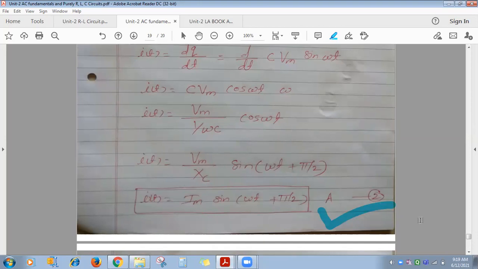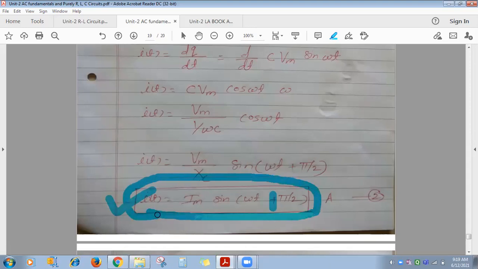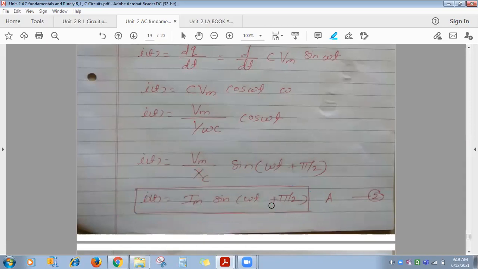Leads, ma'am. Leads, because the plus sign is there. It means that when you plot this waveform graphically, at the origin it has which value? Zero, or some positive value, or some negative value? Positive value, because the plus sign is there, right?